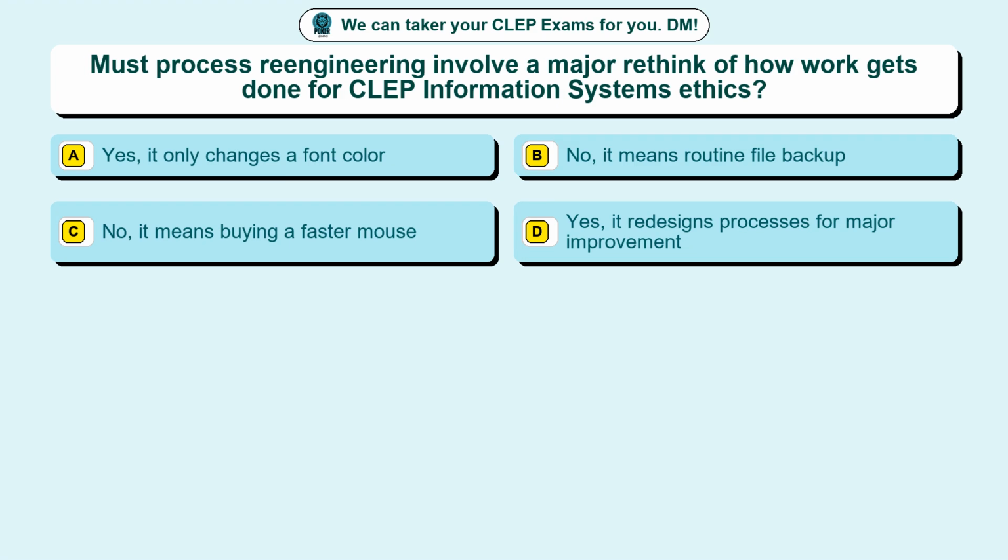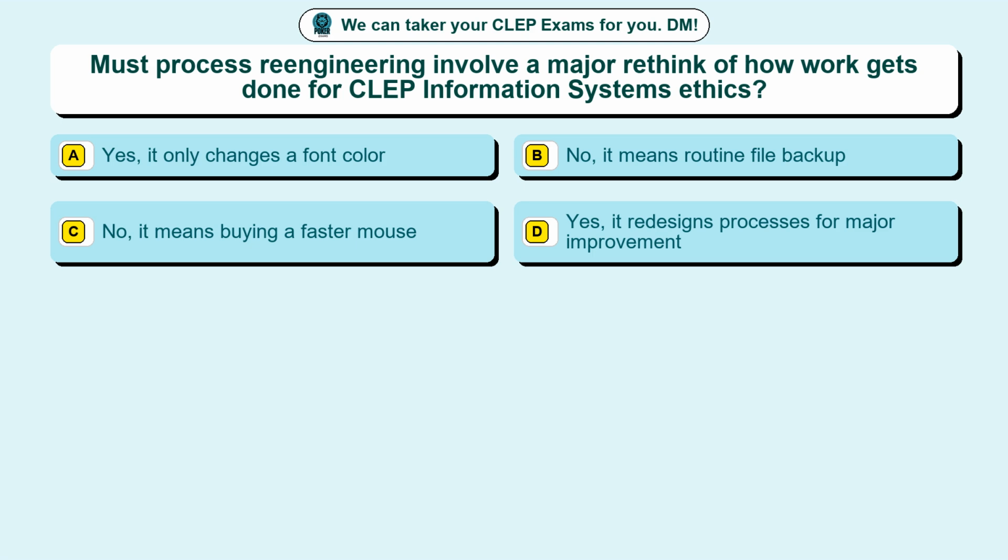Question 17. Must process reengineering involve a major rethink of how work gets done for CLEP Information Systems ethics? Option A. Yes, it only changes a font color. Option B. No, it means routine file backup. Option C. No, it means buying a faster mouse.